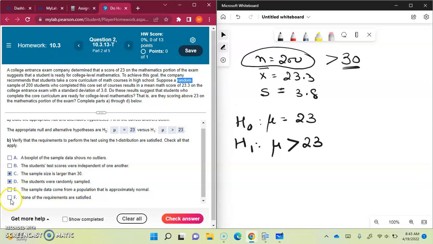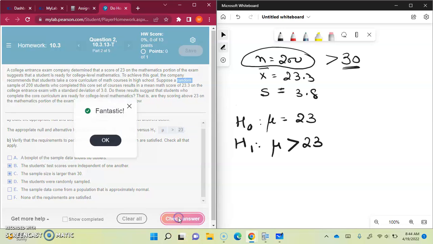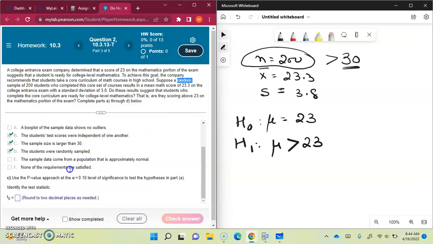And the last one, the sample comes from a normal population. It's not mentioned, so we do not have to check that. The student test scores were independent of one another. Of course, one student's score does not affect another student's score, right? So these are the three conditions. Now use the p-value approach at alpha equal to 0.10 level of significance to test the hypothesis in part A.